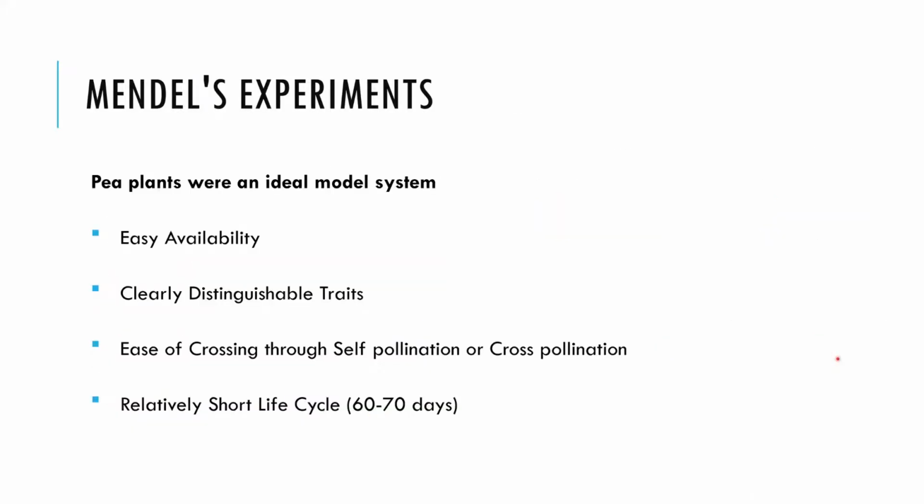Pea plants were an ideal model system. Here's why. They were easily available, they had clearly distinguishable traits, and they could be easily crossed either by self-pollination or cross-pollination, and they had a relatively short life cycle of 60 to 70 days.